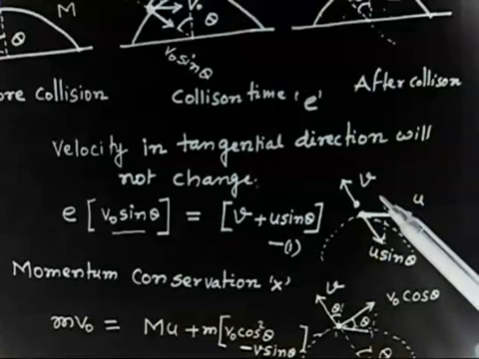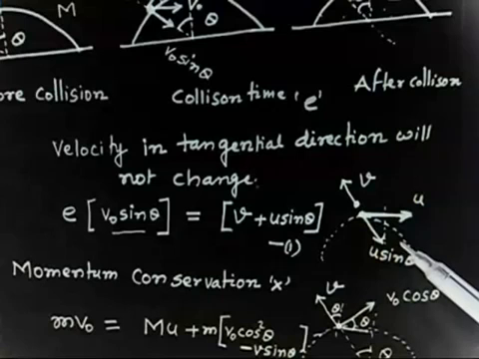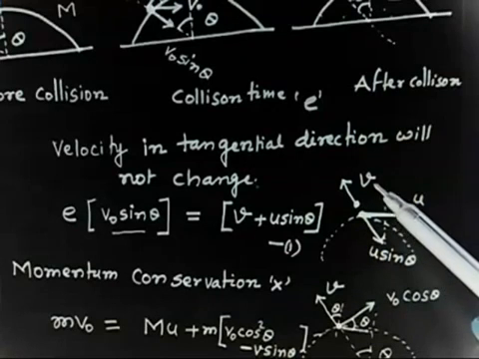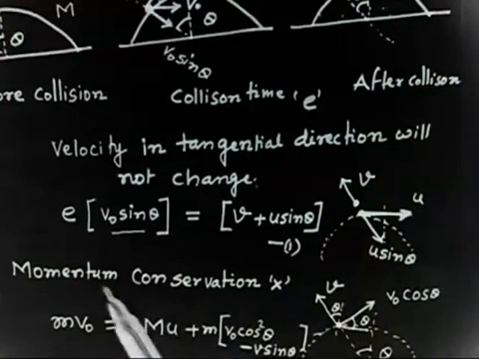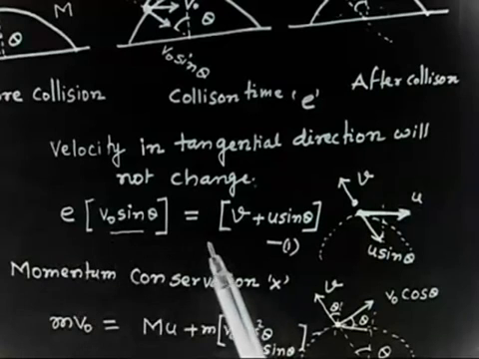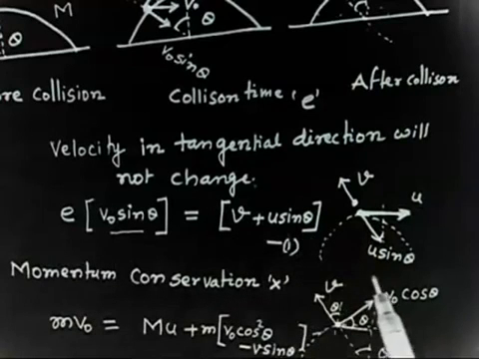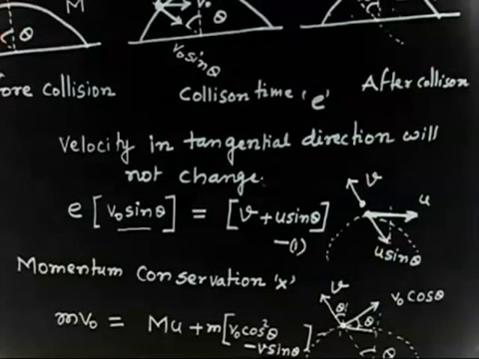So what is the separation? v plus u sine theta. You get it, because both are going apart from each other. So separation is v plus u sine theta. So I can write E times v naught sine theta is equal to v plus u sine theta. That is the equation of coefficient of restitution. So I have equation 1.